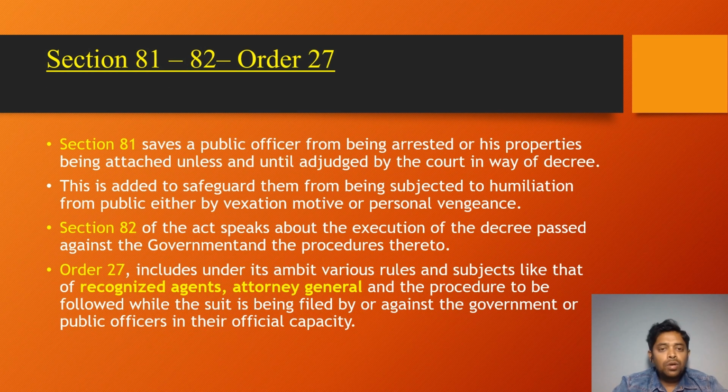Section 81, 82 and Order 27. Section 81 saves a public officer from being arrested or his properties being attached unless and until adjudged by the court by way of decree. This is added to safeguard them from being subjected to humiliation from the public, either by vexatious motive or personal vengeance. Section 82 of the Act speaks about the execution of a decree passed against the government and the procedures thereto.